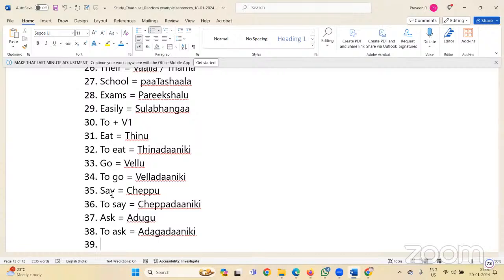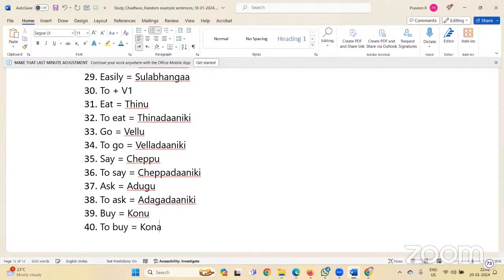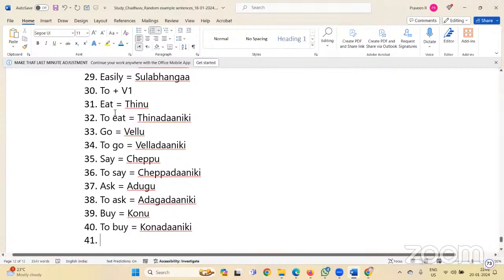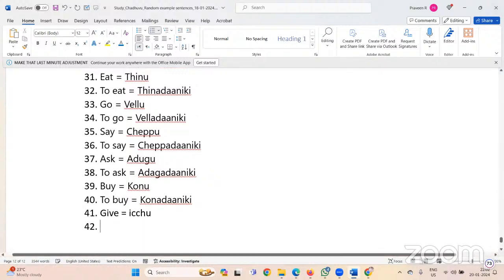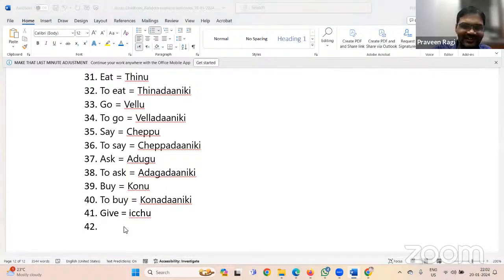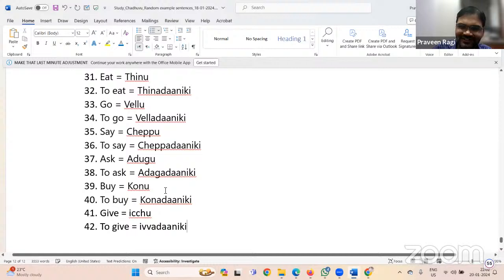To buy. Buy means కొను. To buy means కొనడానికి. Let's make one more, then we will see. We'll make short sentences. Let's say, to give. Give means ichu, but here this is an irregular verb and it is not ichadaniki, it is ఇవ్వడానికి. If you say ichadaniki like the previous pattern, it is incorrect.